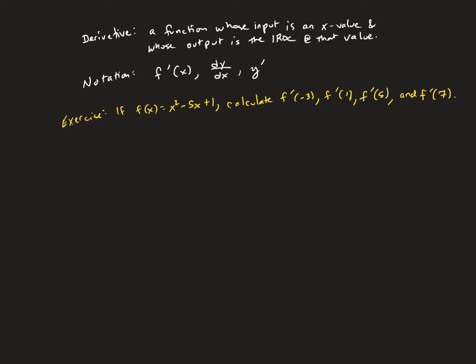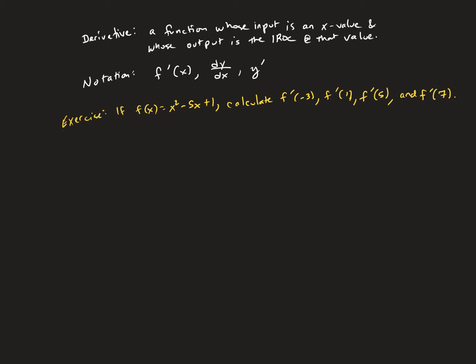Good morning, everyone. So, we're going to talk about the derivative, and we mentioned the derivative in class the other day. The derivative is basically a function whose input is the x value on a graph, and whose output is the IROC at that point. Now, normally when we plug an x into a function, it gives us a y value back, right? We use that as a point on the graph. Well, a derivative is a function that instead of giving back a y value, it gives back a slope of a tangent line at that point.